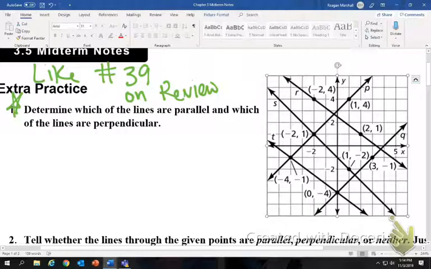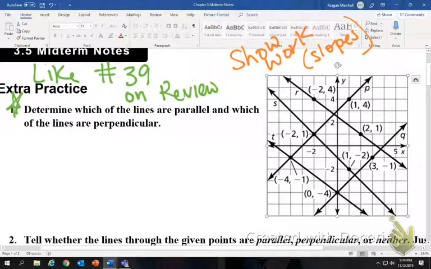You have to tell me which ones are parallel and which ones are perpendicular. In order to do that, you need to know the slopes. So remember how we show work in math? The work here would be the slopes. So you're going to tell me what all the slopes are.